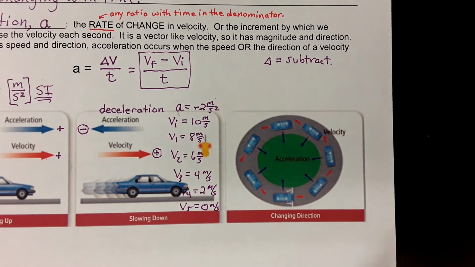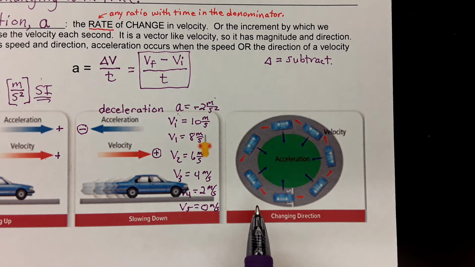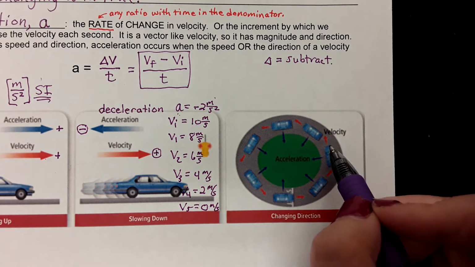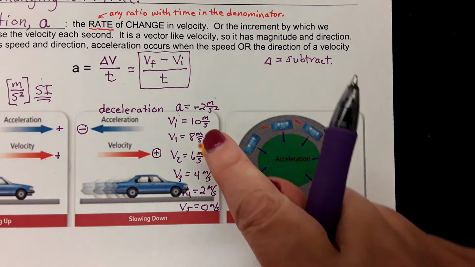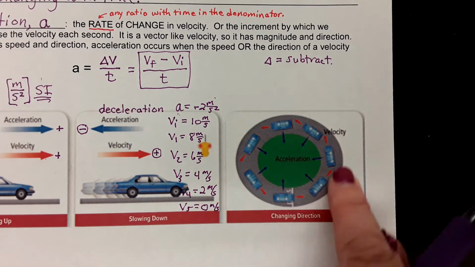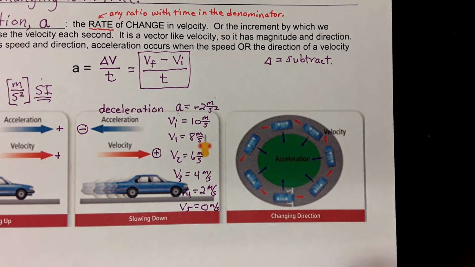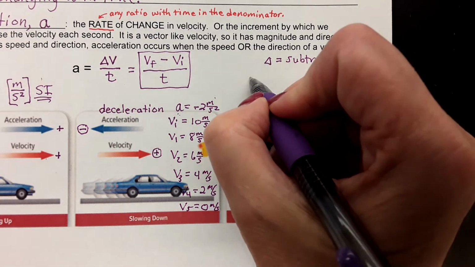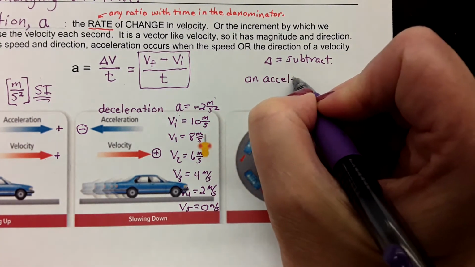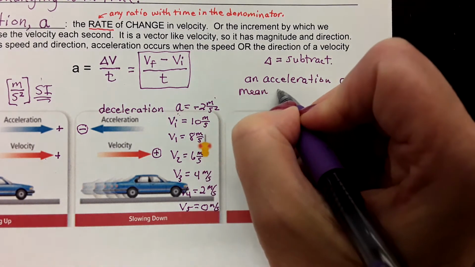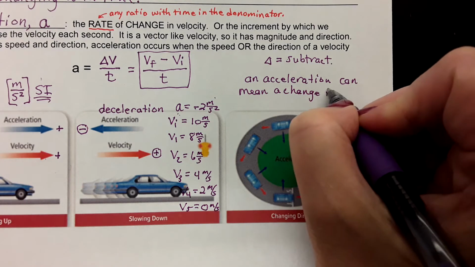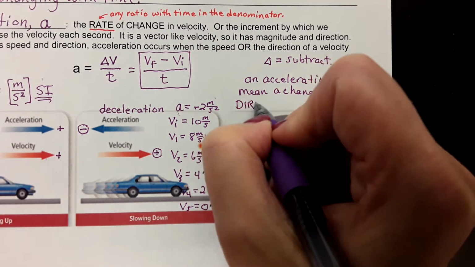And here's the interesting thing. An object can be going constant speed, not velocity, constant speed, and still be accelerating, because velocity has both magnitude and direction as well. And if you're changing either part, the magnitude or the direction, then you have an acceleration. So, an acceleration can mean a change in the direction of velocity too.